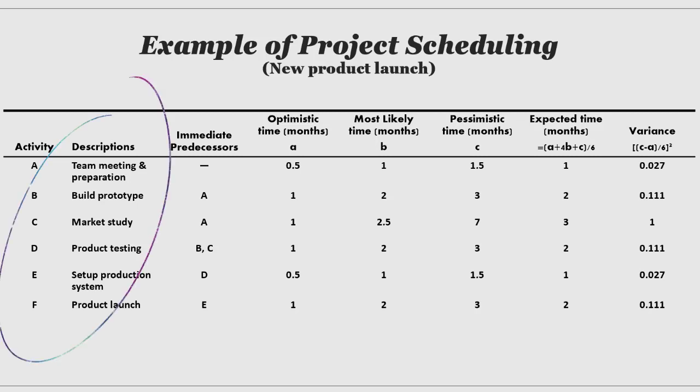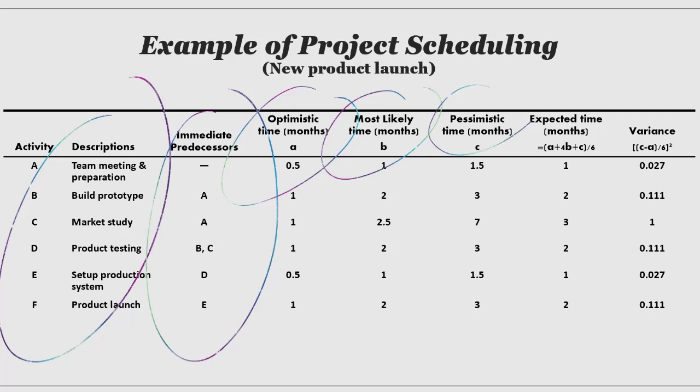We also determine the sequence of activities, as well as the time duration for each activity, which is divided into several types, namely optimistic time, the fastest time needed to complete a project activity; most likely time, the most realistic time to complete the activity; and pessimistic time, due to undesirable condition assumptions.